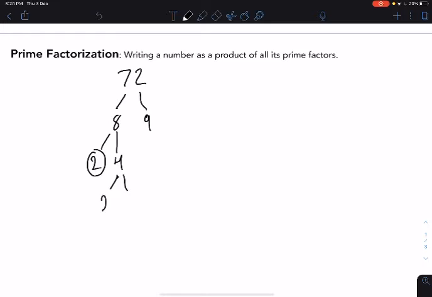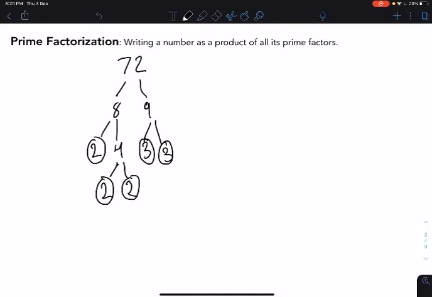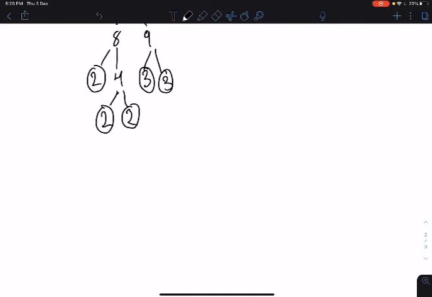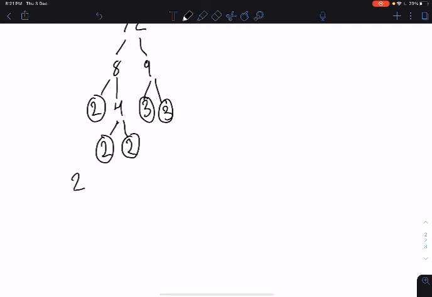4 can be written as 2 into 2. Again, 2 is a prime number, so we have to circle it. Now that's done. Let's move on to 9. 9 can be written as 3 into 3. 3 is also a prime number, so we can circle it. Now when that's done, we can see that there are 2 3's and 3 2's. So we can write them as 2 into 2 into 2 into 3 into 3.